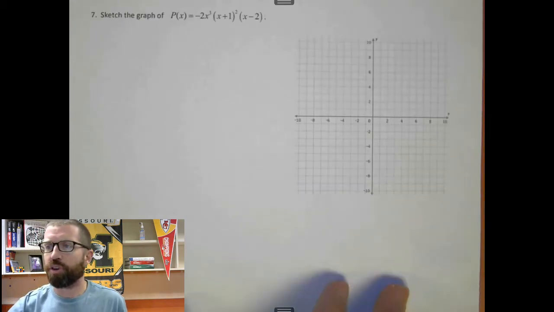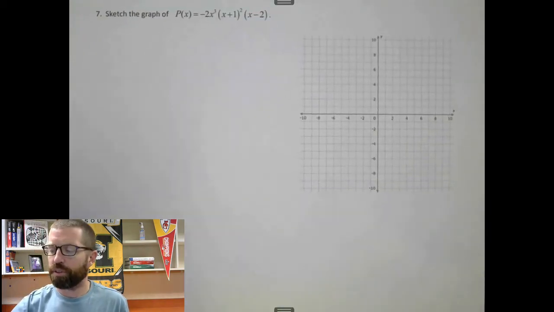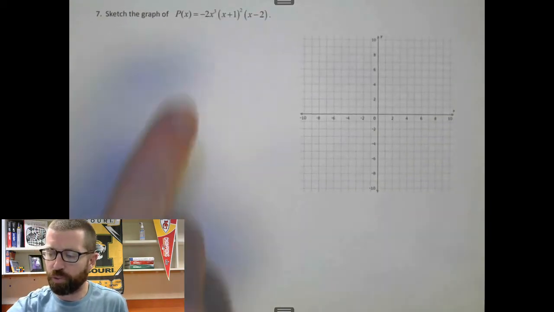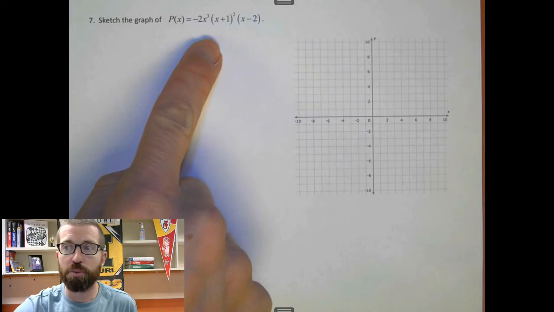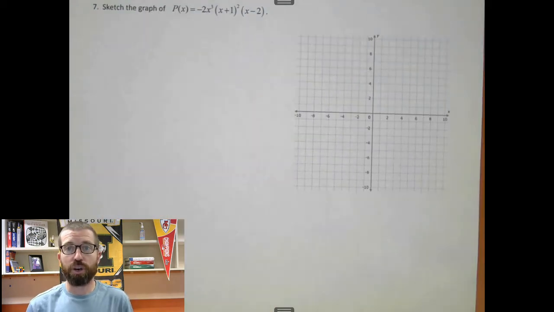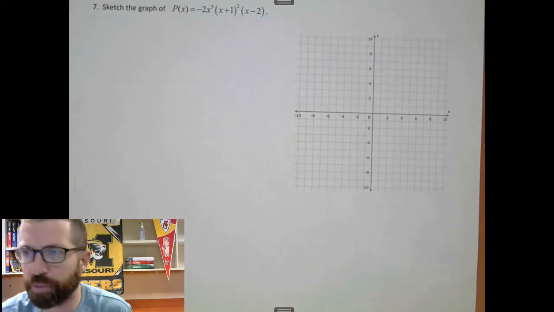Okay, so try this one. Don't let the format fool you or trip you up too much. It's just already factored for you. So it's already factored. Pause the video, try this one on your own.